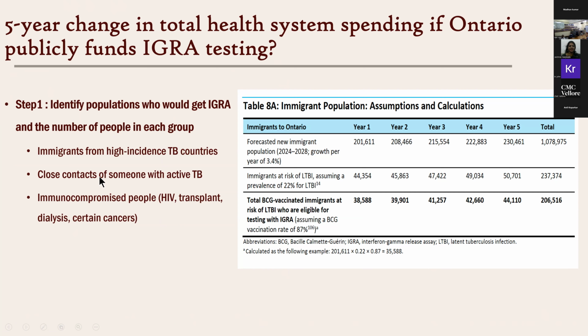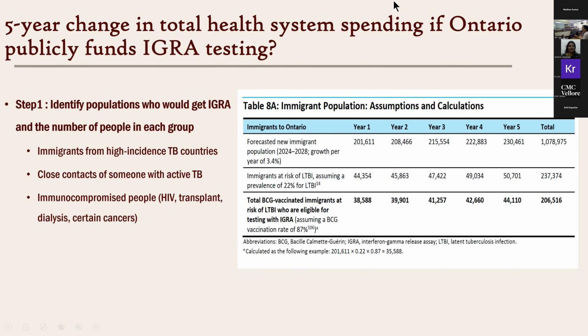test. Step 1 is to identify the population who would get the IGRA and the number of people in each group. They wanted to look at immigrants, close contacts, and immunocompromised people. I've just put the table for the immigrant population. They've looked at how many new immigrants will come over the next 5 years. They have assumed a prevalence of 22% for latent TB. So how many immigrants are at risk over the next 5 years? How many of them have already been vaccinated? Like that, they're giving you a number.